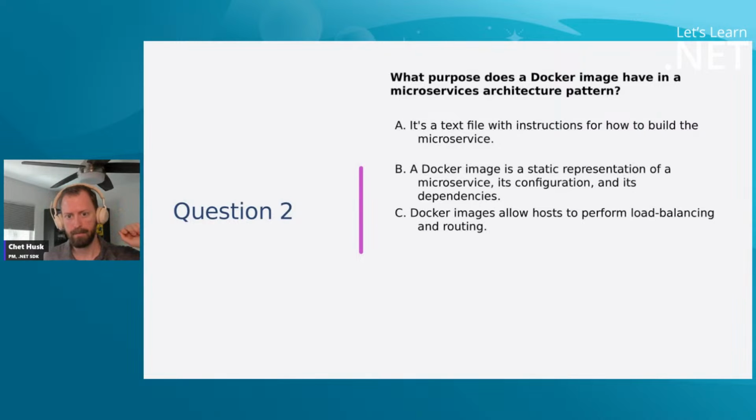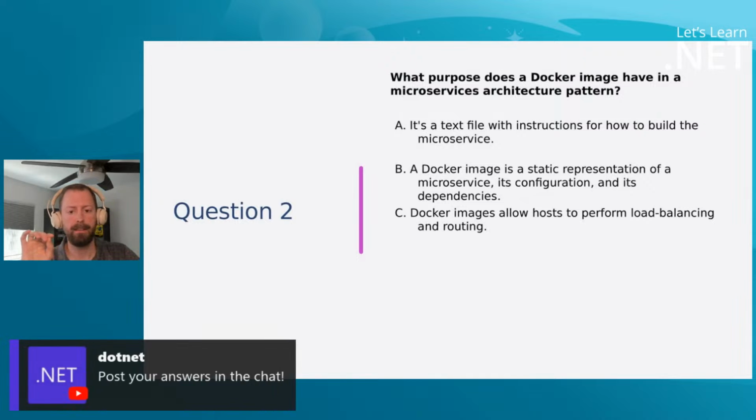Question 2. What purpose does a Docker image have in a microservices architecture pattern? Your choice is only 3 here, so you've got a better chance. A is it's a text file with instructions for how to build the microservice. B is a Docker image is a static representation of a microservice, its configuration, and its dependencies. And finally, C is Docker images allow hosts to perform load balancing and routing.